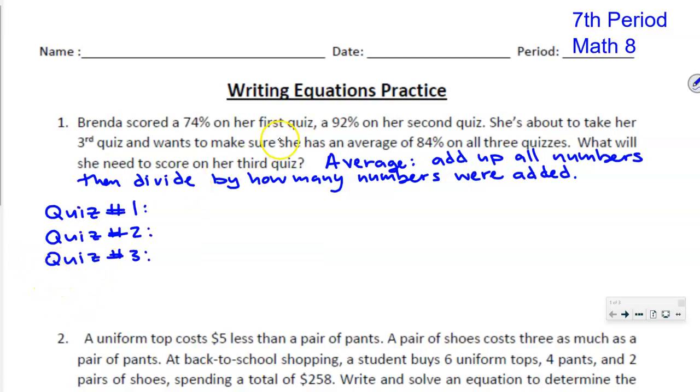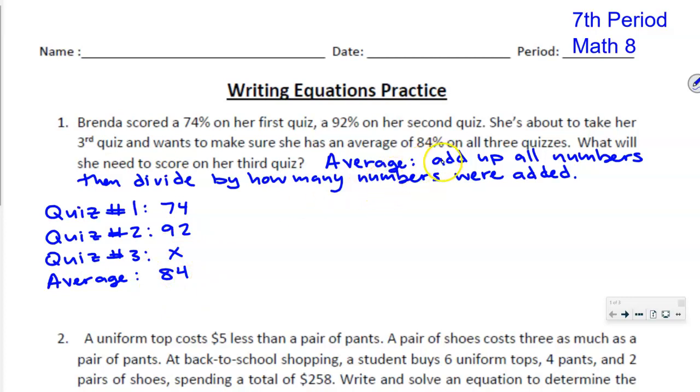We also need to understand that this is an average problem, but I'm not asking you to find the average. Instead, I am giving you the average, and I'm asking you to find a quiz score that helps to make up that average. So I know quiz score number 1 was a 74%, and I know quiz score number 2 was a 92%. Quiz score 3 hasn't happened yet, so that is our unknown. I will use the variable x. The average, she wants to get an 84%, probably higher. She wants to get at least an 84%. That is the average. That is not her desired third quiz score, but she wants to score high enough on the third quiz score so that her average is an 84%.